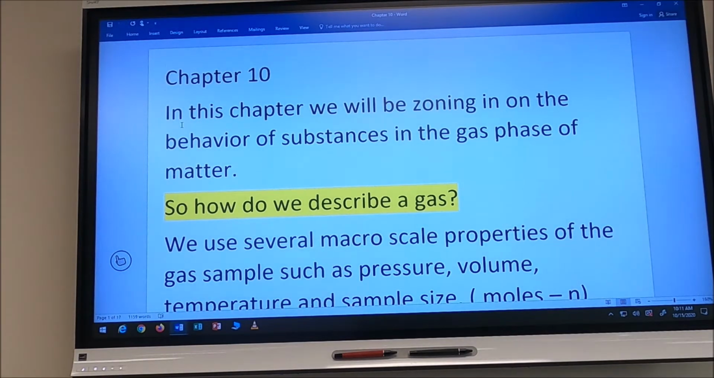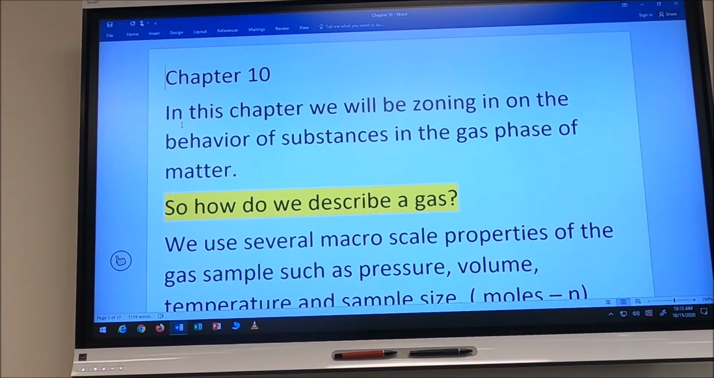In this chapter, we're going to be concentrating on the behavior of substances in the gas phase. So we're going to talk about things that we see in the behavior of gases that's common to all gases. Okay, so we're not going to be talking about chemical behaviors, we're going to be talking about physical behaviors of things in the gas phase.